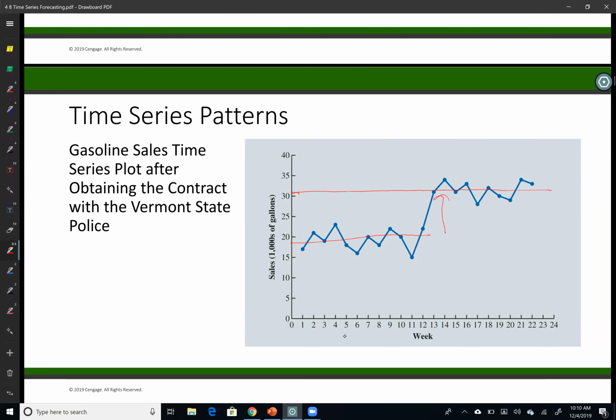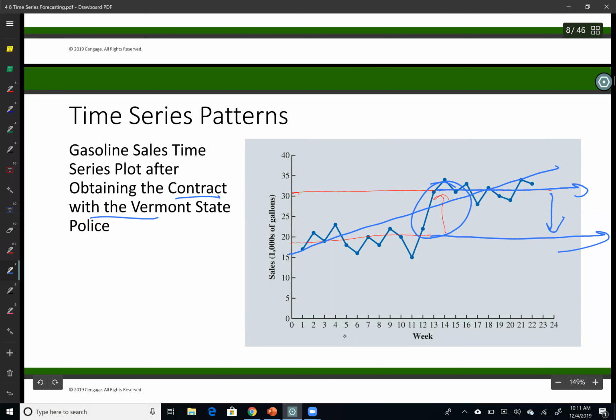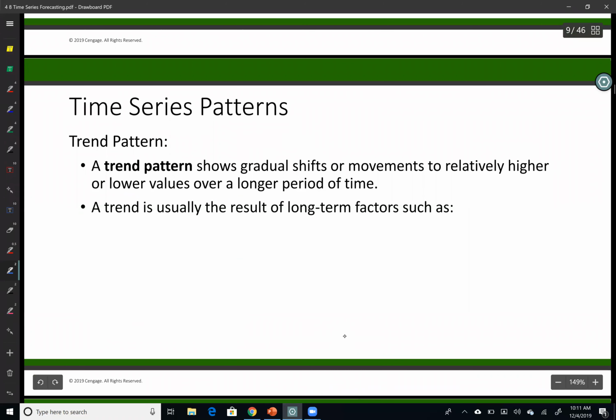But this doesn't mean that we can assume that there is a trend over time, because this is a one-time activity that causes the jump. That means that if I lose this contract, it will probably go back down. So if I'm trying to make a forecast, I would either assume that this demand will stay constant over time in the future, if I think that I can keep the contract with the Vermont State Police Department. However, if I think that I can't, I should probably assume that the forecast will be around here.